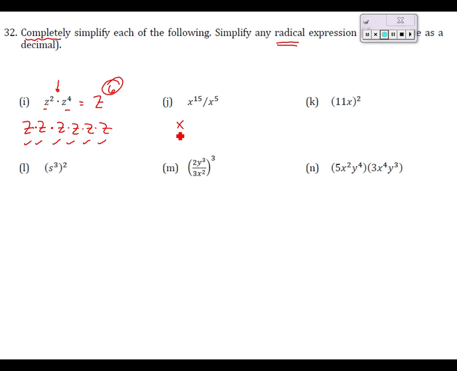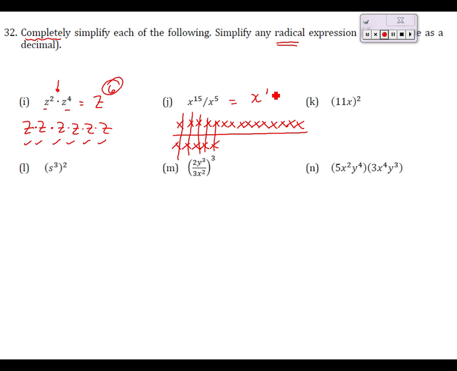Oh, I'm good. This is X's. So I'm going to do this in a horrible way, which is I have 15 X's in the numerator. 1, 2, 3, 4, 5, 6, 7, 8, 9, 10, 11, 12, 13, 14, 15. Over how many? 1, 2, 3, 4, 5. What happens when you divide x by x? It's 1. x by x, it's 1. What is 1 times 1 times 1 times 1 times 1 times all of this?